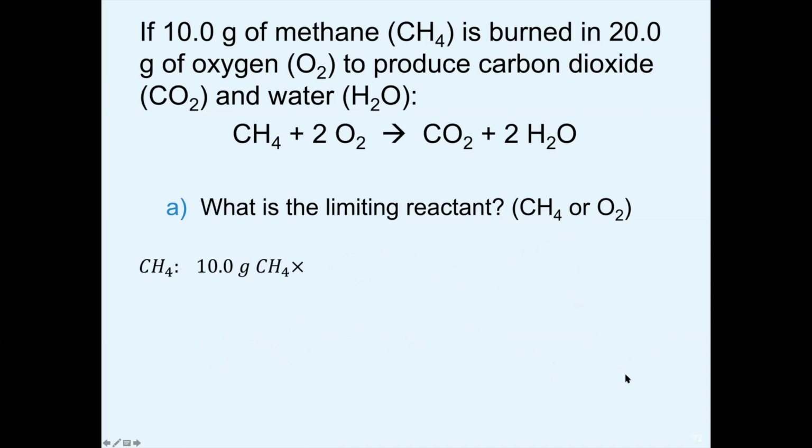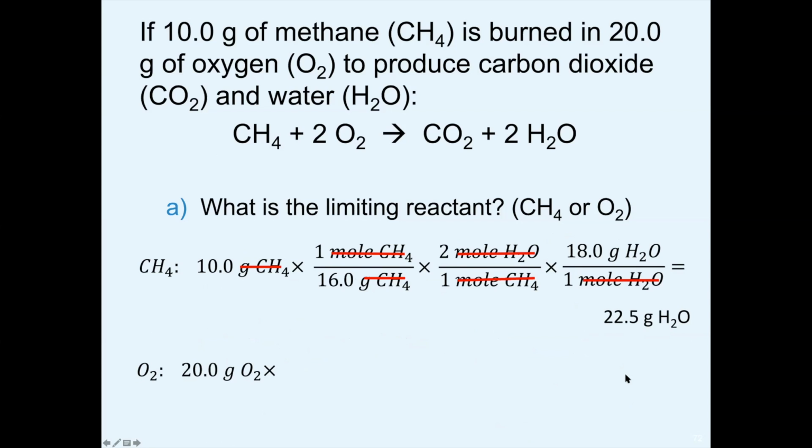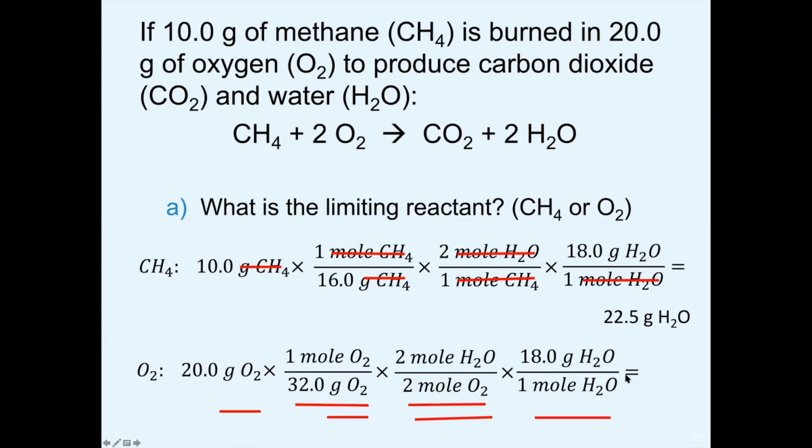Okay, so we're going to do it based on methane. Mole, mole, mole ratio, change it to mass of the product. Everything cancels for grams of water, which is what I'm looking for. I get 22.5 grams of water based on the methane, the CH4. I do the same thing based on the oxygen: change it to moles, mole ratio, change it to mass of water. Everything cancels except for grams of water. I get 11.3 grams of water.